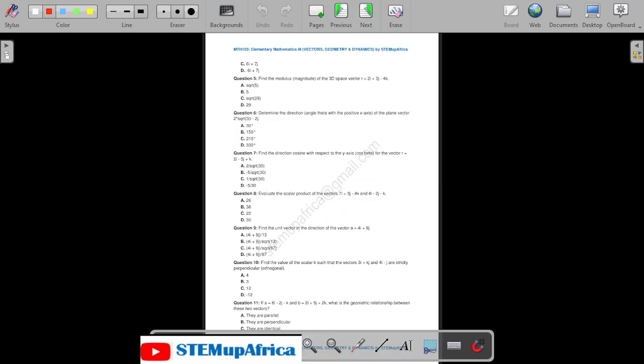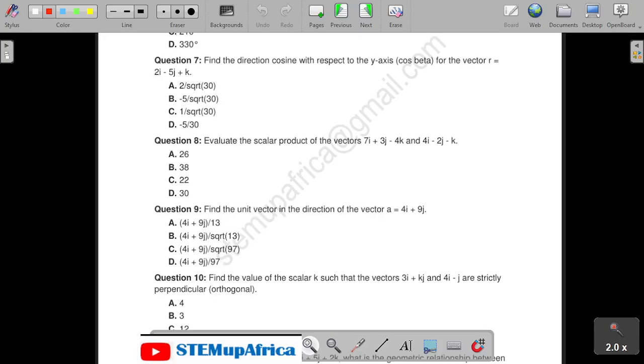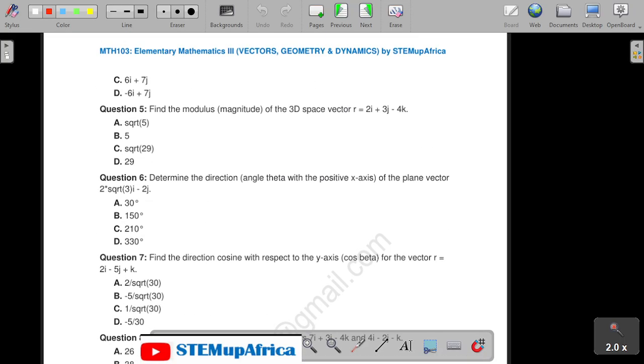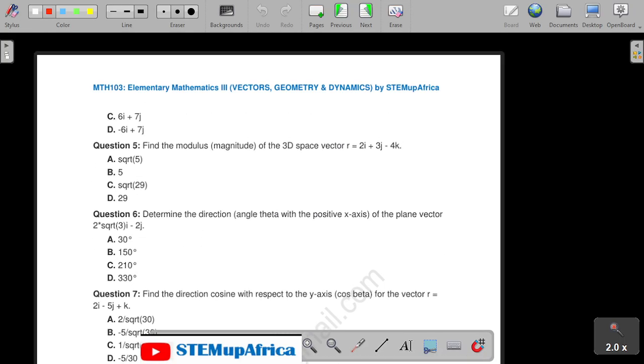So let's look at question number 5. Now look at question number 5. It says find the modulus of the 3D vector. 3D means it contains the 3 vector signs, here I, J, and K. 3-dimensional vector.